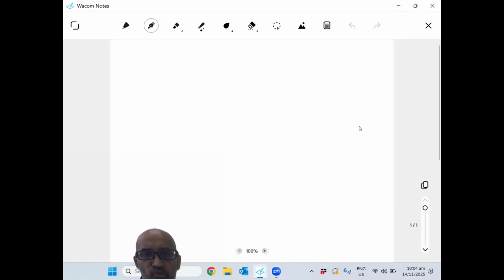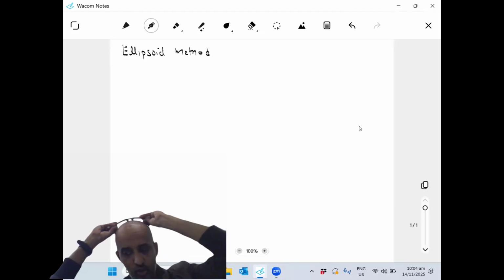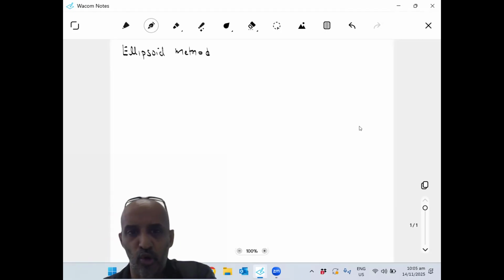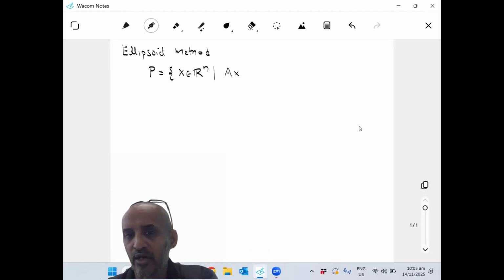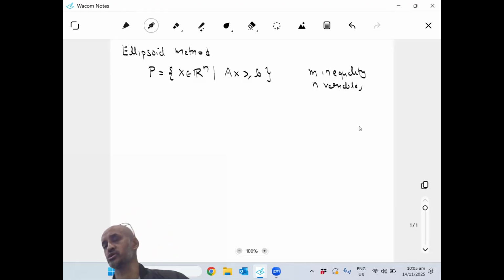Last time I tried to introduce the ellipsoid method. Just to remind you what the method is, we were looking at a feasibility problem. You have a polyhedron given to you, which might be empty or non-empty. You've got a polyhedron of this type in n variables with m inequality constraints.